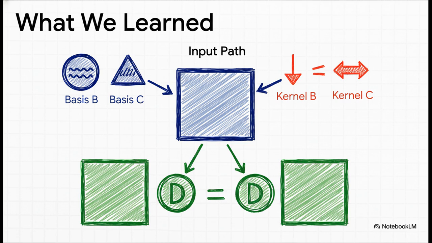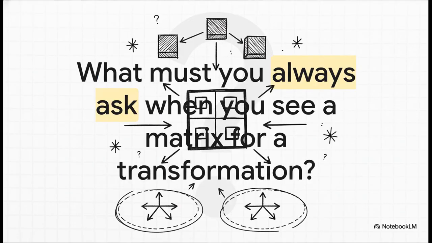The huge lesson is that a matrix on its own is just a grid of numbers. It's meaningless until you know the context, the bases that it's operating on. Which leaves us with one final, crucial thought. The next time you see a matrix representing a transformation, what is the absolute first question that should pop into your head? The answer, of course, is with respect to which bases. Never, ever forget to ask about the context.